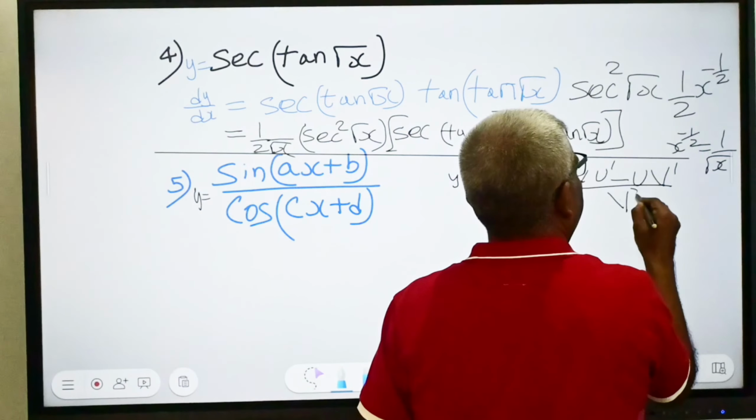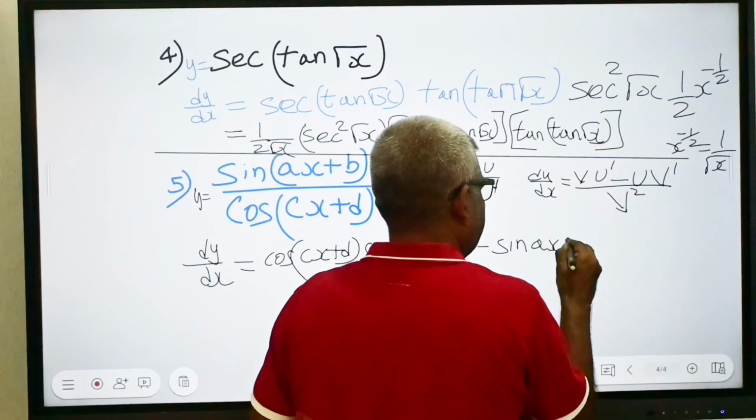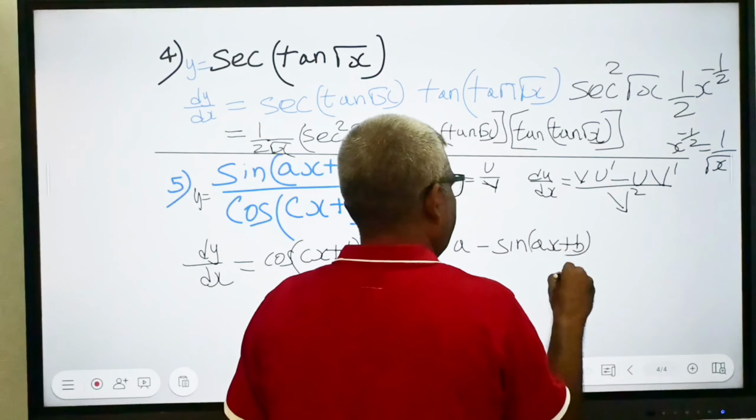dy by dx. V is what? cos cx plus d. This is v. What is u? Sin ax plus b. Differentiation of u? Cos ax plus b times a. Minus v u dash minus u, sin ax plus b, v dash, cos cx plus d differentiate.